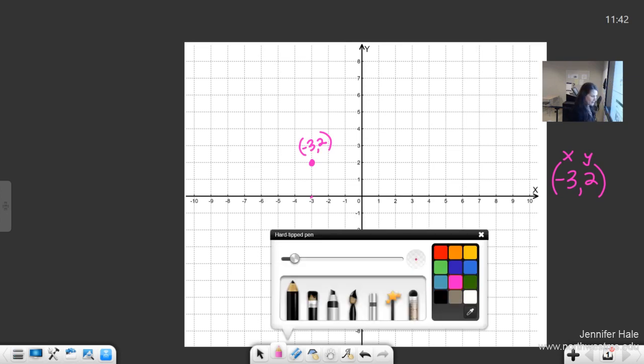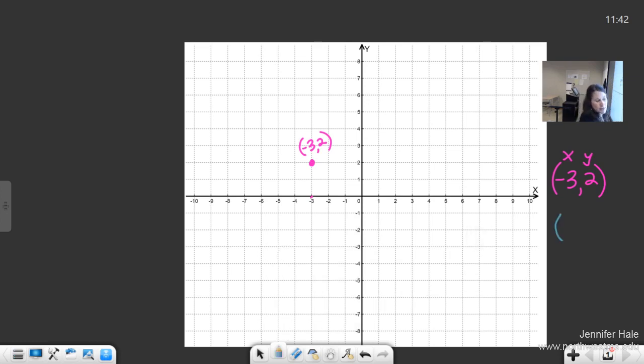If I wanted to plot, and we'll do this one in blue, let's say 0, negative 5. Again, you're always worried about the x-coordinate first, and it says don't move anywhere on the x. Stay right there at 0, but then you've got to move down 5 on the y, so that would be right here, 0, negative 5.